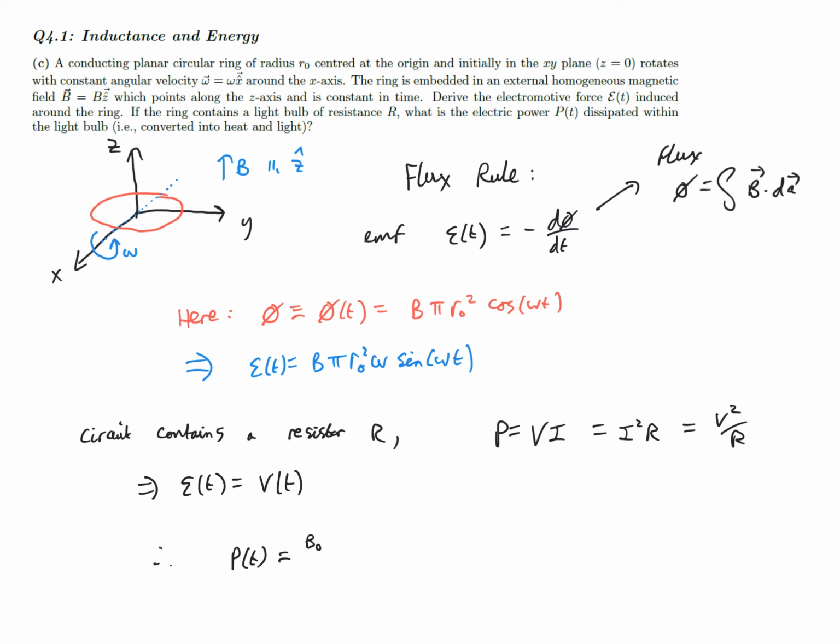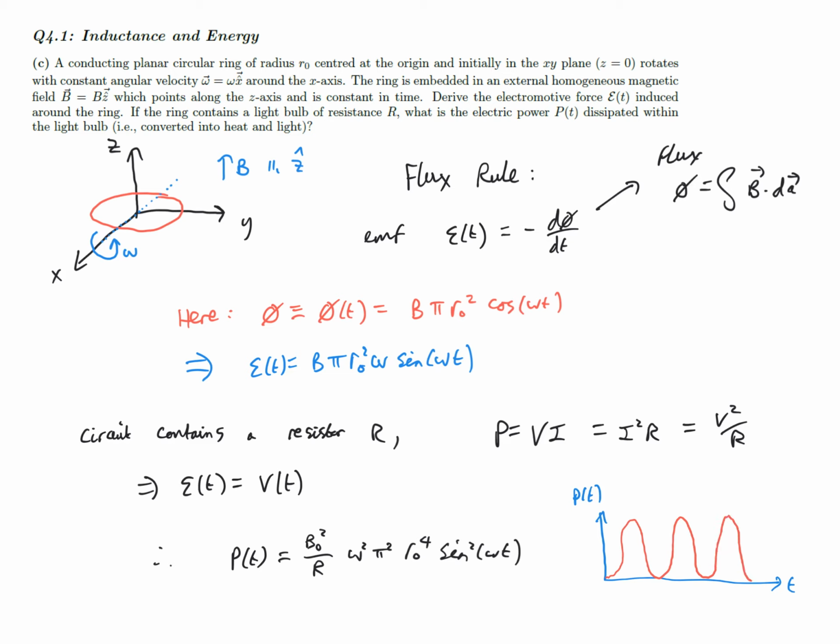It's B naught squared divided by R, omega squared pi squared R naught to the 4, because we're squaring everything, sine squared omega t. So here I'm just writing B naught to emphasize that it's the bare B, if you like, rather than the thing that's changing in time. And so if we were to make a sketch of the power evolved through this circuit as a function of time, it has this oscillatory behavior. Excuse the bad sketch, but a sketch is always pretty useful to see.